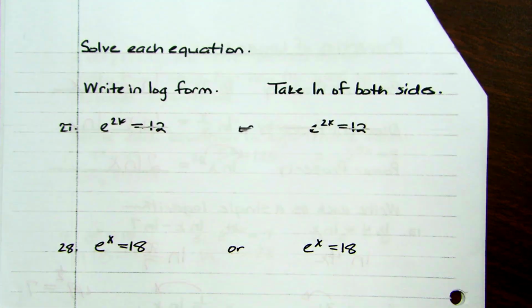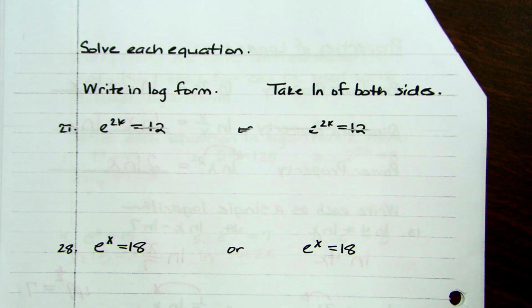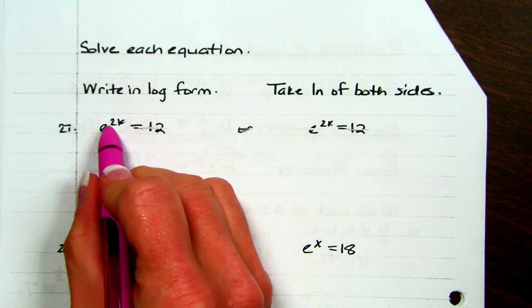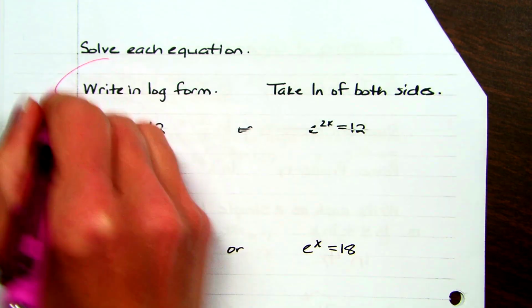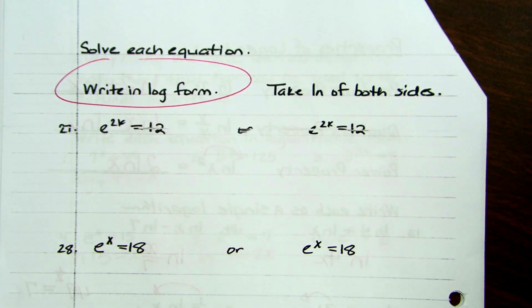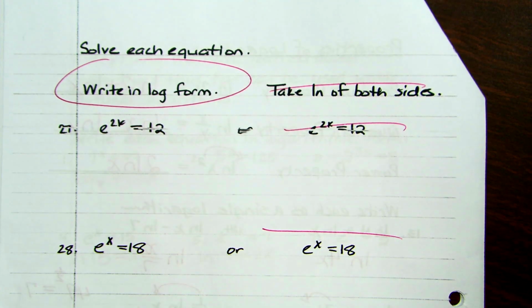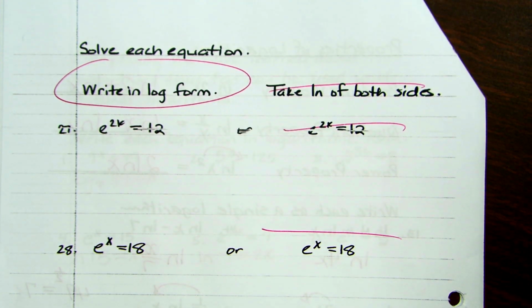I'm not going to show you both ways to do this. I think in class it confused some, so I'm just going to do one way. If you have e to the 2x equals 12, we're just going to do what we did before. We're just going to write it in log form. If you want to do this, you can go look at the completed notes.